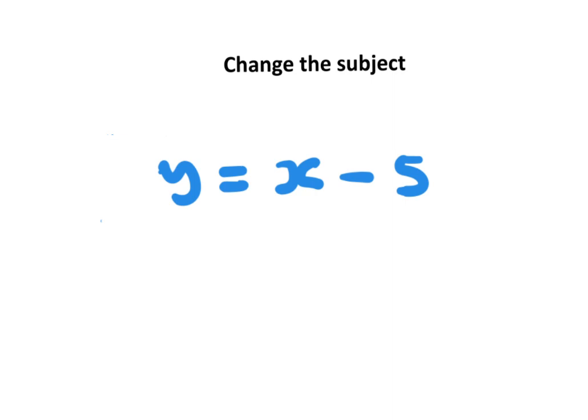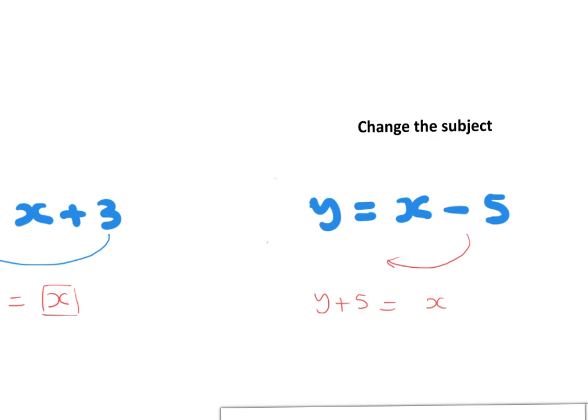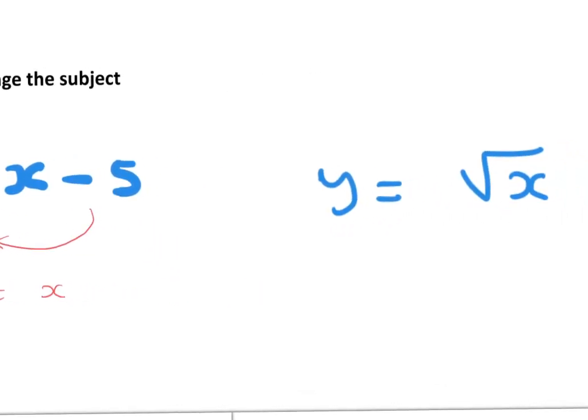Mariam? The 5 will go there by positive. Yes, transpose negative 5 to the other side by positive. So y plus 5 equals x. Now x is the subject, or x in terms of y. So if you have plus, transpose to the other side by negative. If you have negative, it will be positive.